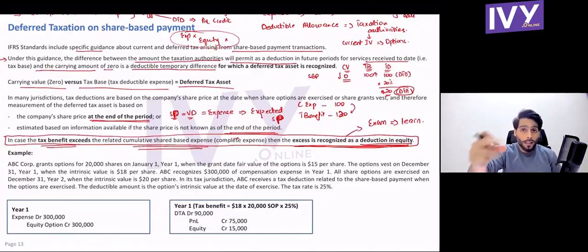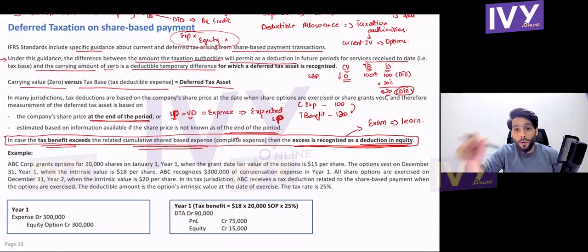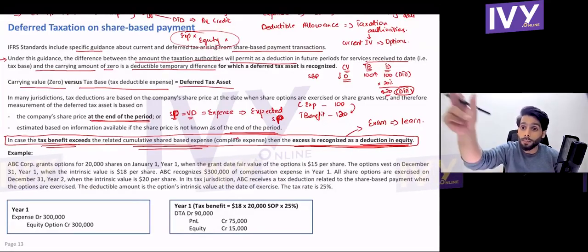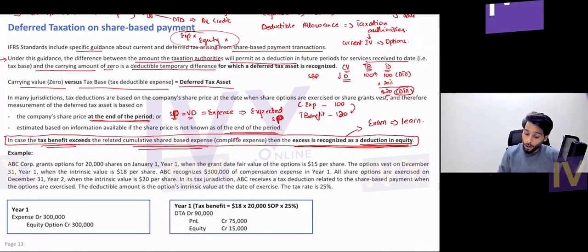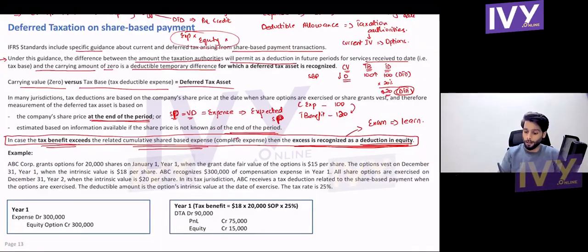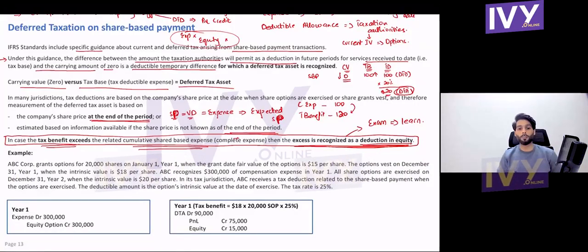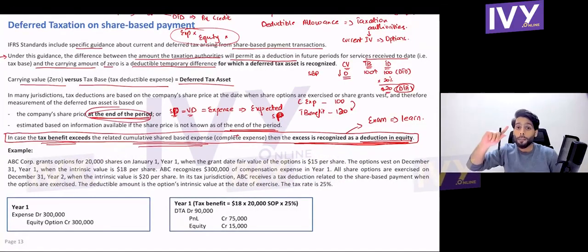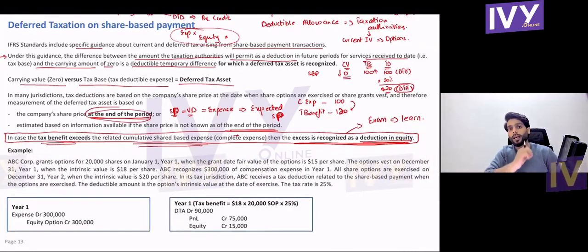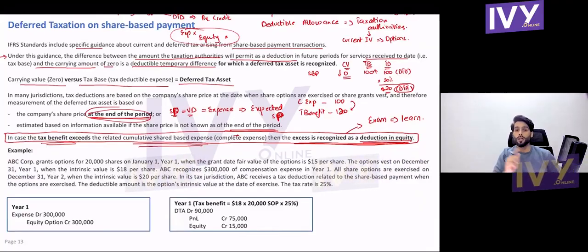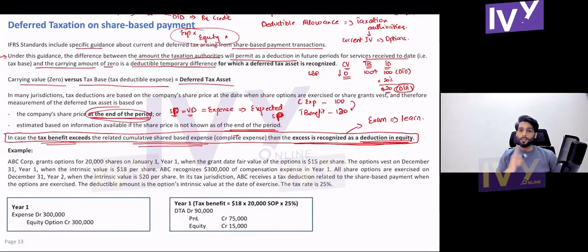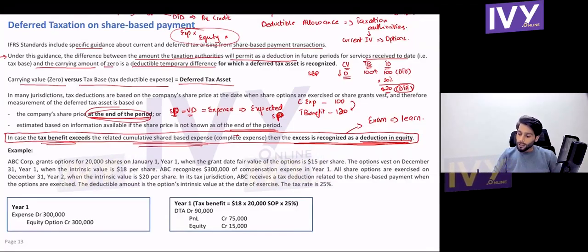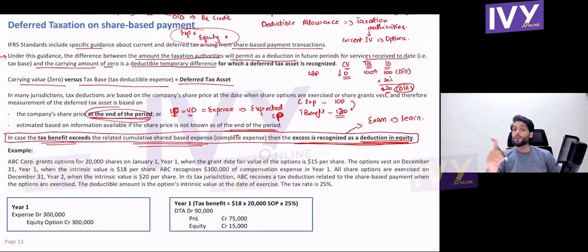But the question that comes into your mind when I say this is, sir, how is the tax benefit more than the expense itself? Because taxation authorities may be allowing tax benefit based on the expected share price, which may be much higher than the fair value at grant date. Hence, the amount of tax benefit that tax authorities may be allowing may be more than the accounting expense that we are booking. Do you understand what I am trying to say?